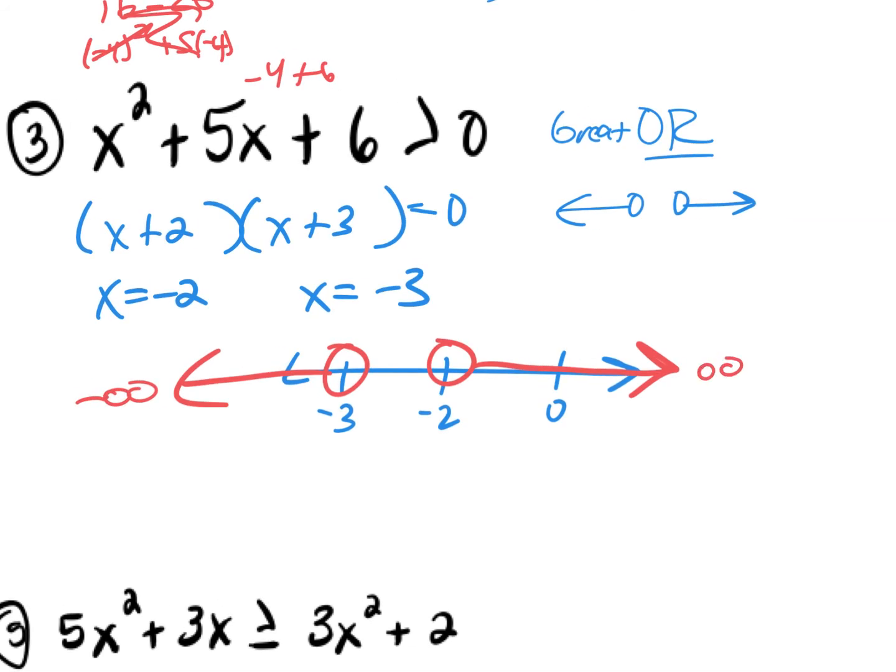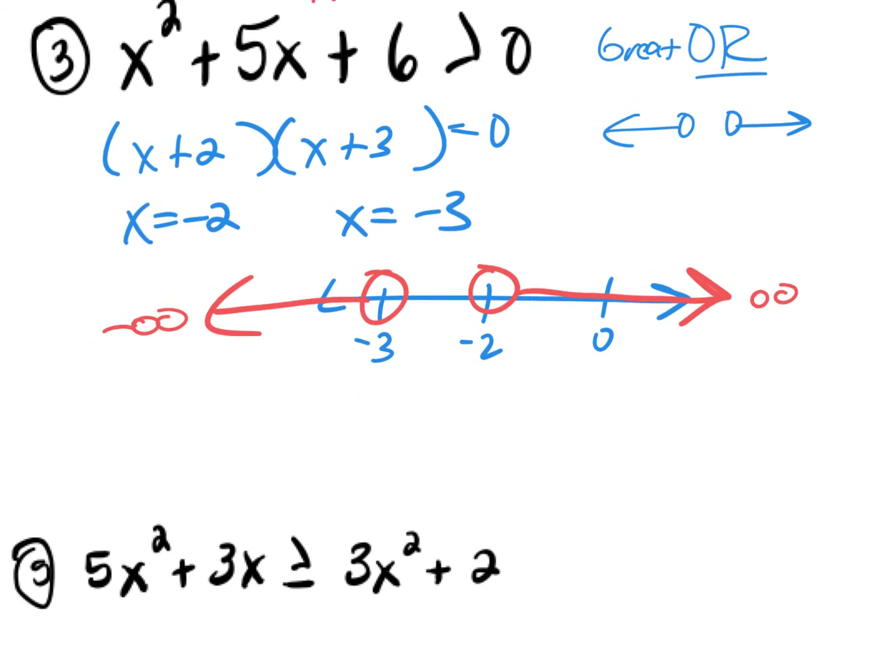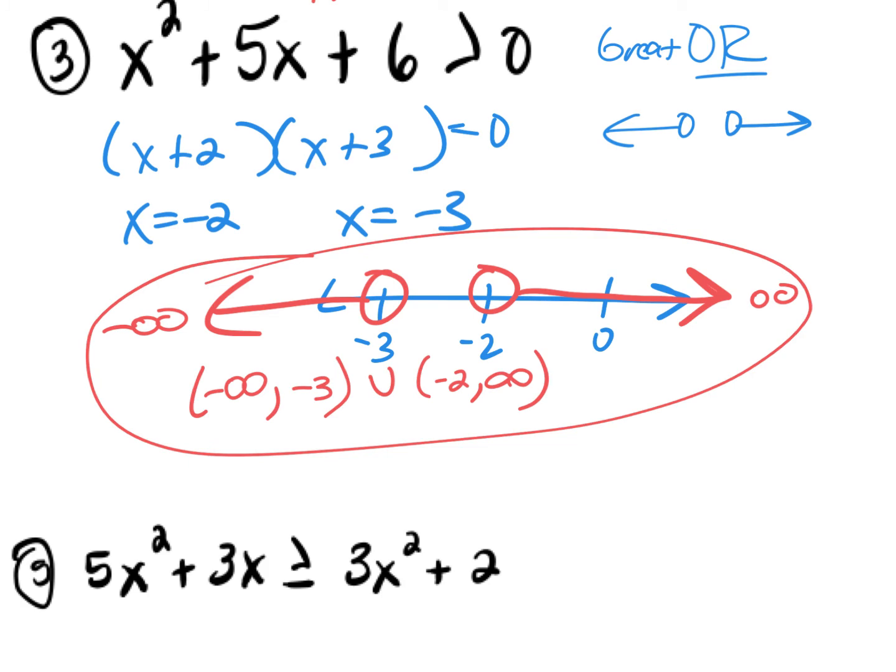What would our interval notation look like? Parenthesis, negative infinity to... Perfect. Union. Perfect. Good. Very good. Yes.